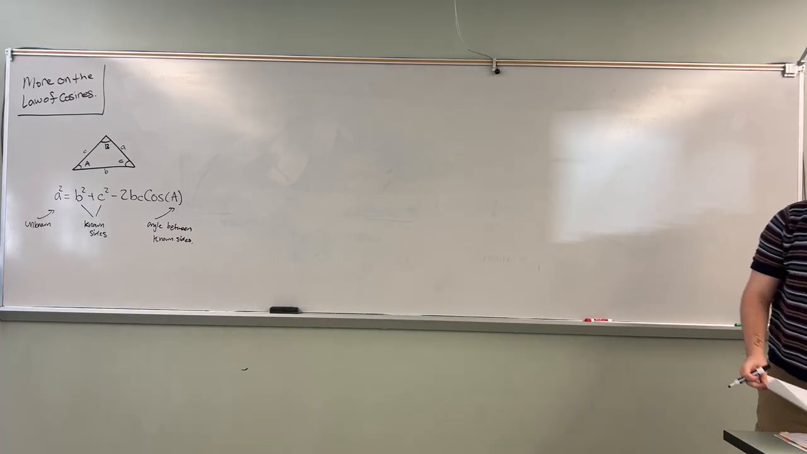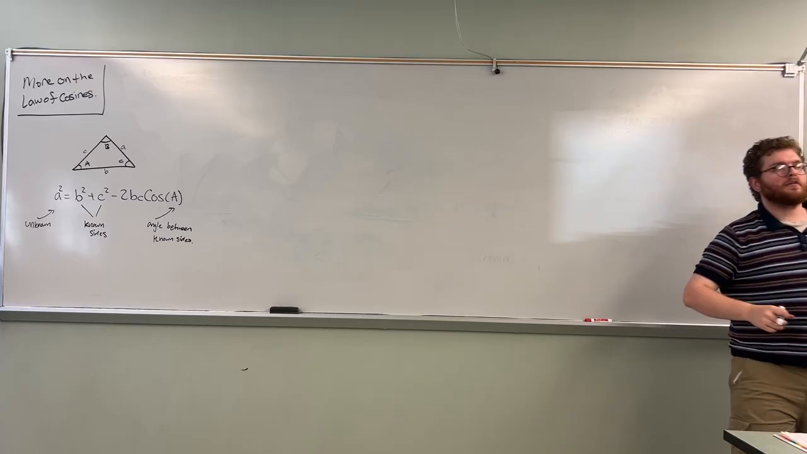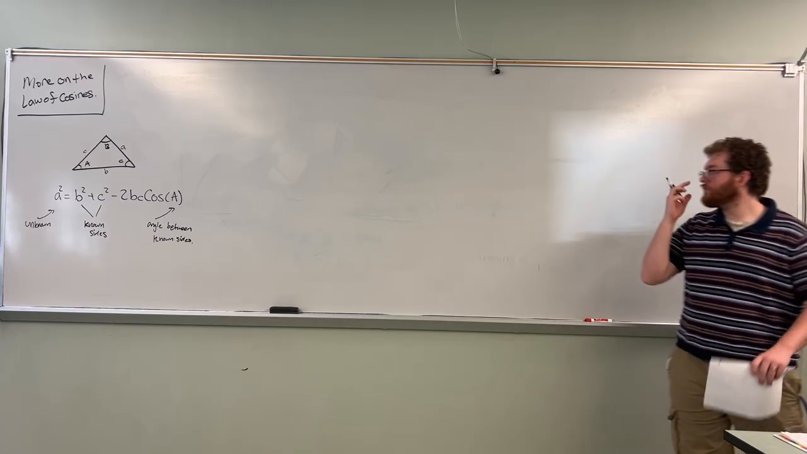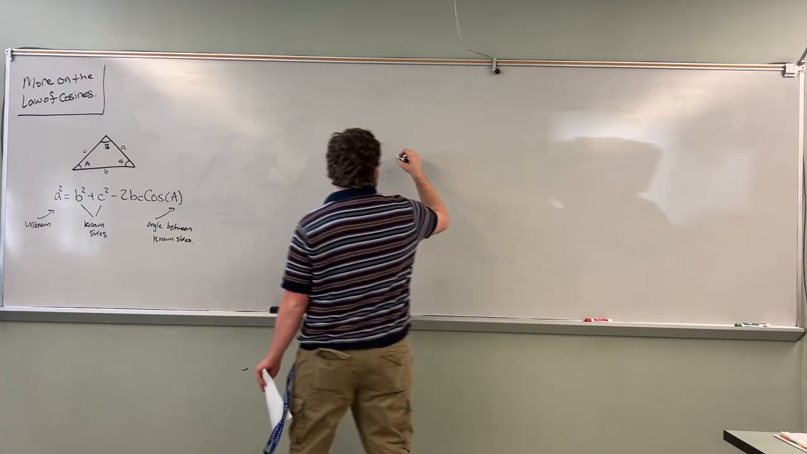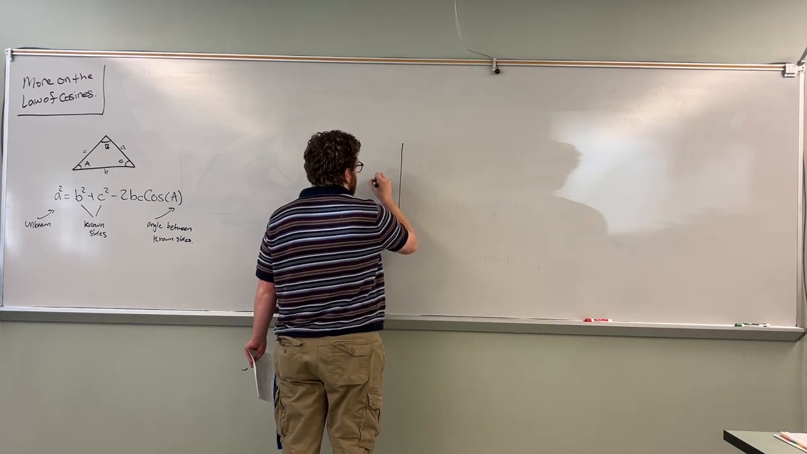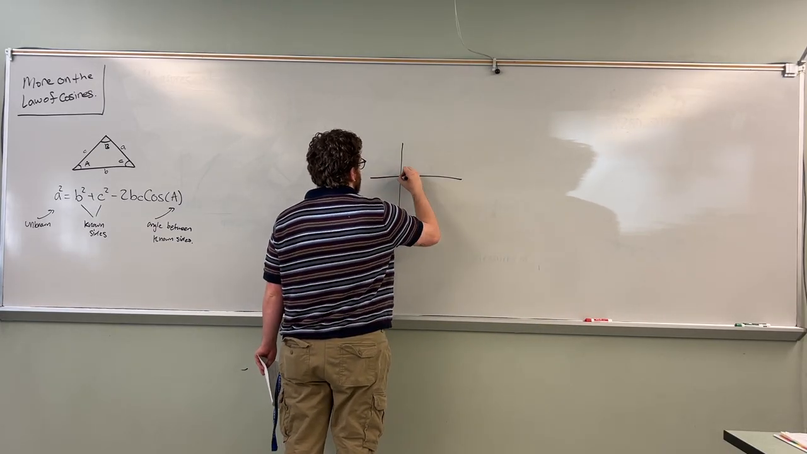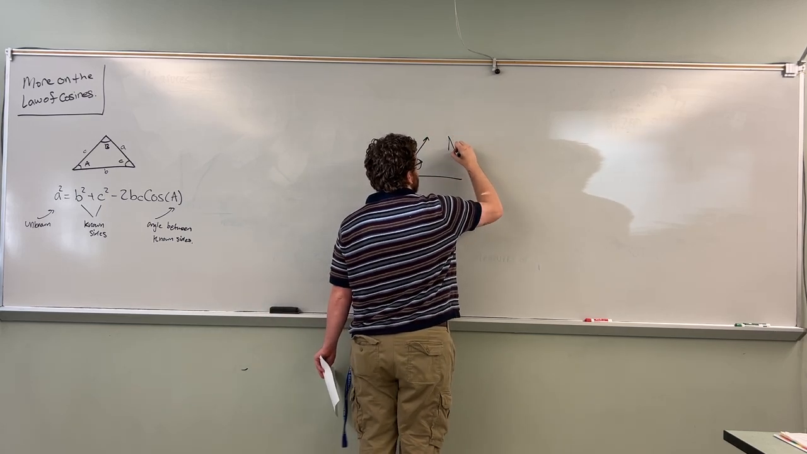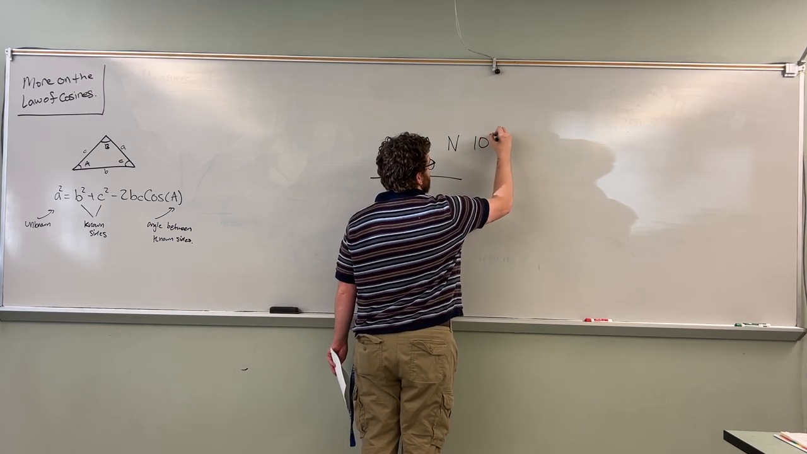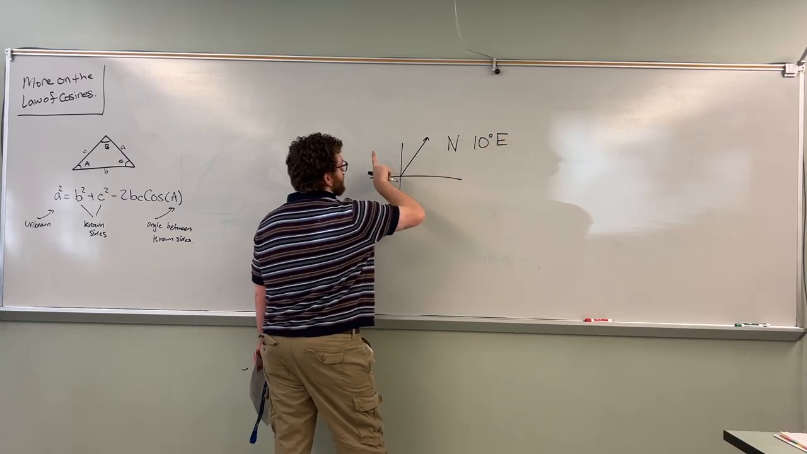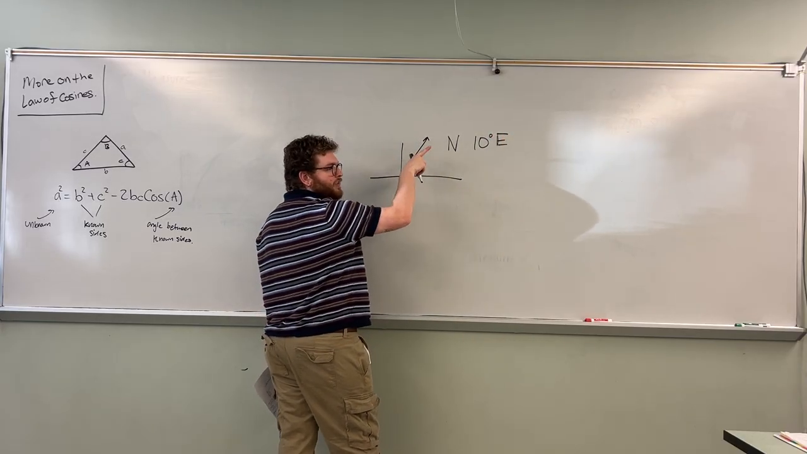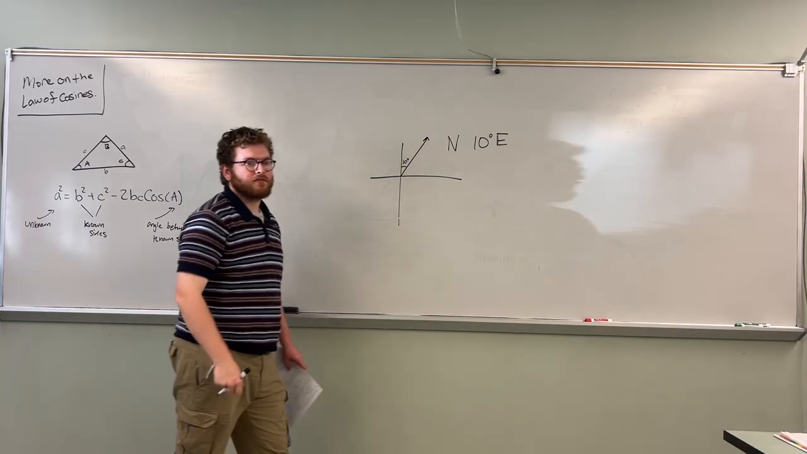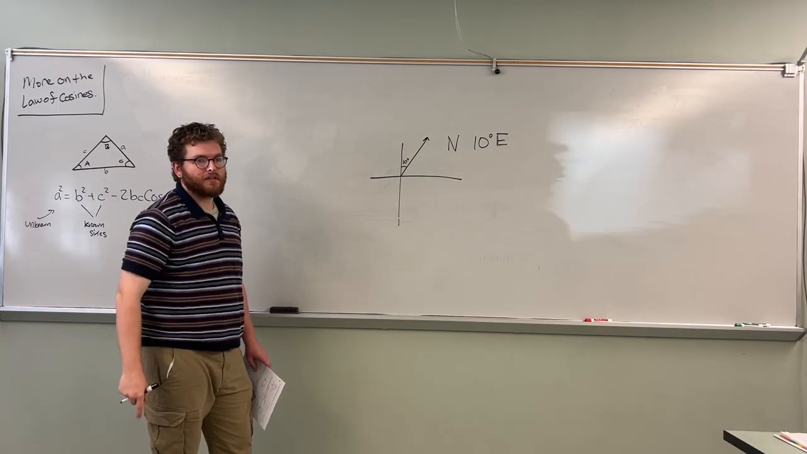So now we want to talk about how this applies to, for instance, navigation. This is where it's really useful. For instance, if I'm traveling, say, north 10 degrees east, that means I go 10 degrees to the right from the y-axis. So I make an angle of 10 degrees there.